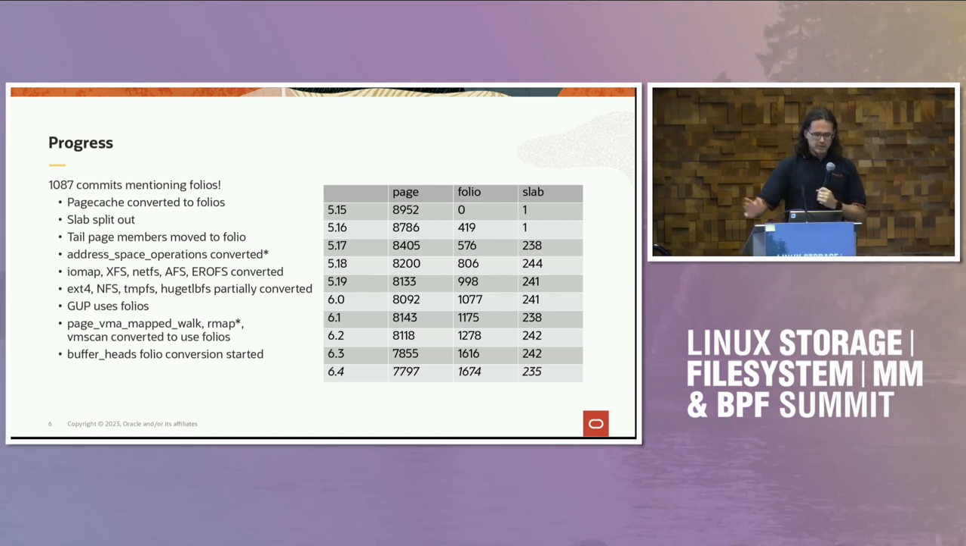So we've converted five file systems entirely to support high order, sorry, three file systems and two support layers. IOMAP and NetFS are support layers. XFS, AFS, and EROFS all support multi-order large folios. So that's really great. We have converted EXT4 and NFS to use single page folios.